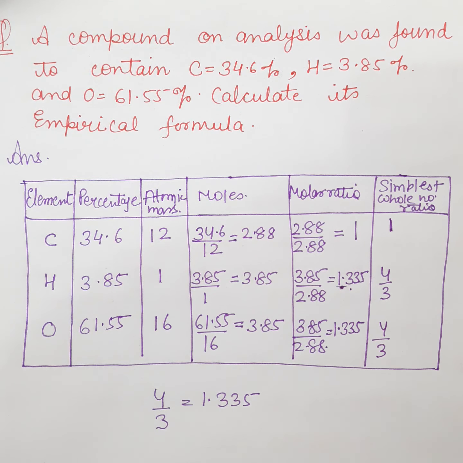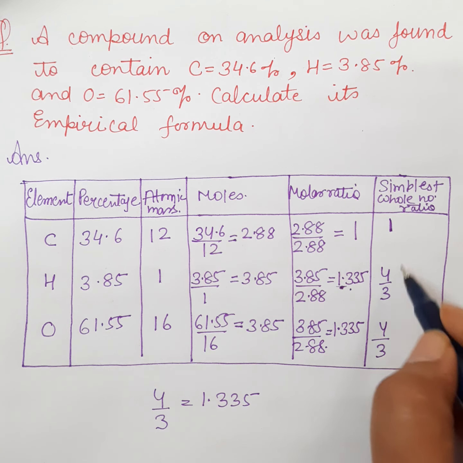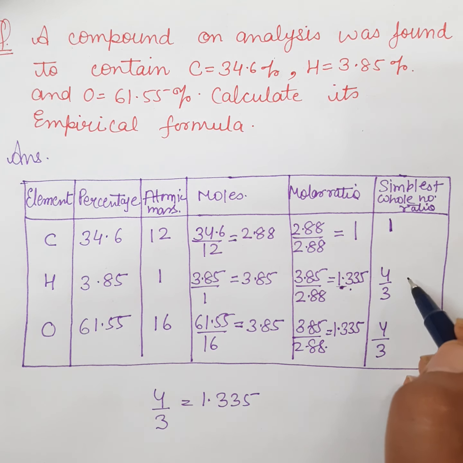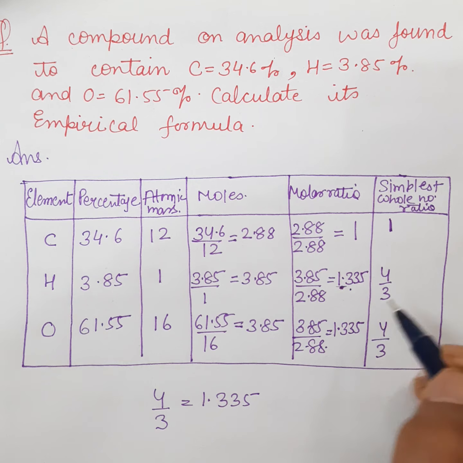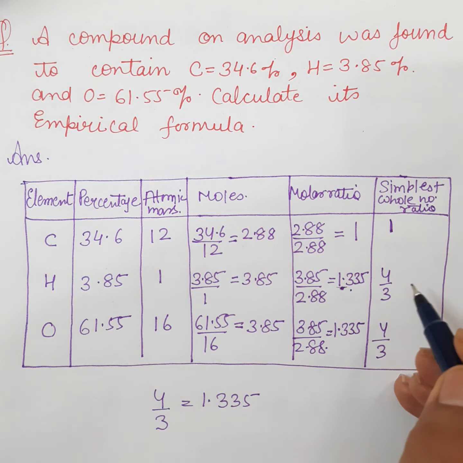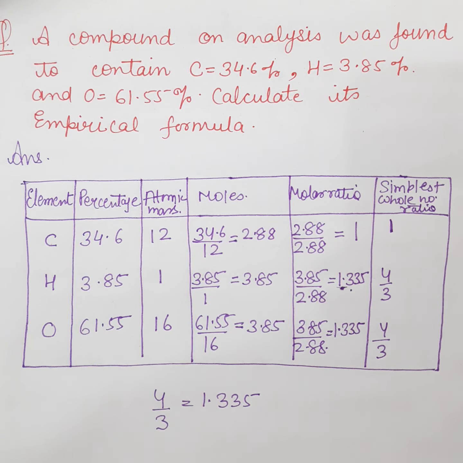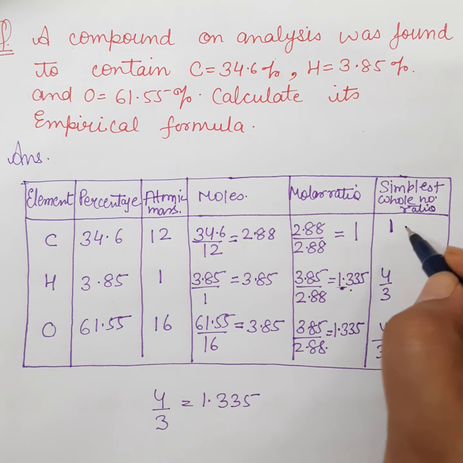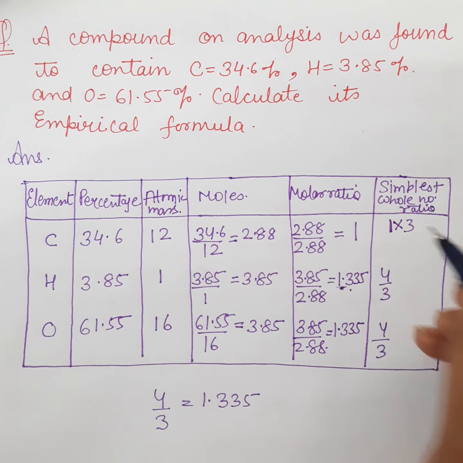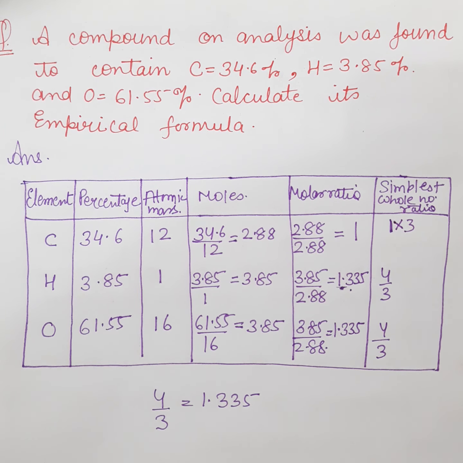To convert it into the simple whole number ratio, I just multiply all of this by 3, because when it is multiplied by 3, the numerator 3 cancels out with the denominator 3. Then what we have is 1 is to 4 is to 4, and that is known as the empirical formula. So what I am doing here is multiplying this 1 by 3 to get the simple whole number ratio.